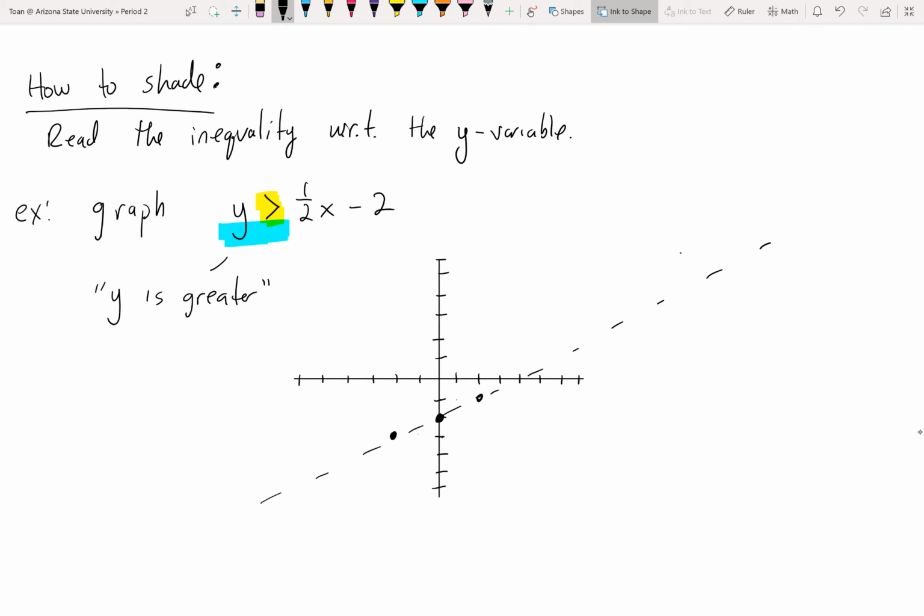All I did was translate. That literally says y is greater. Now, we should know on a coordinate system, here's x plus, here's y plus, x minus, y minus. Okay.